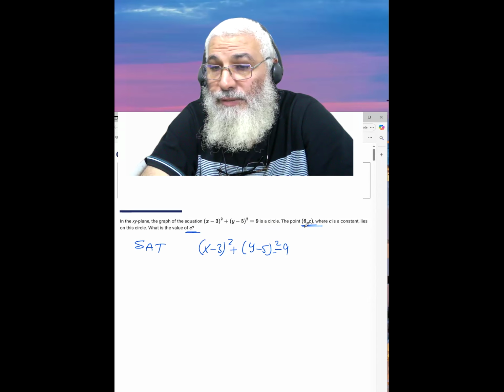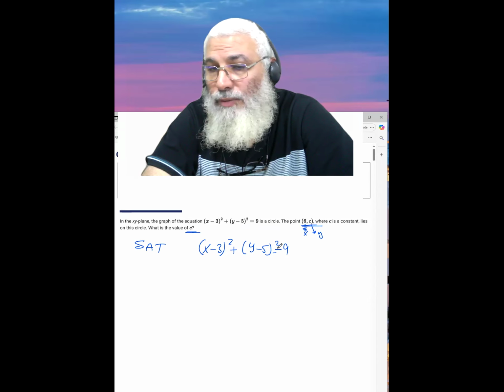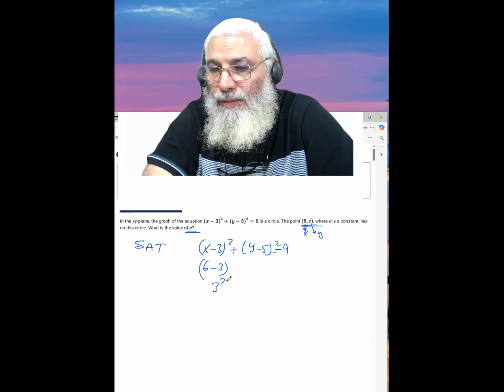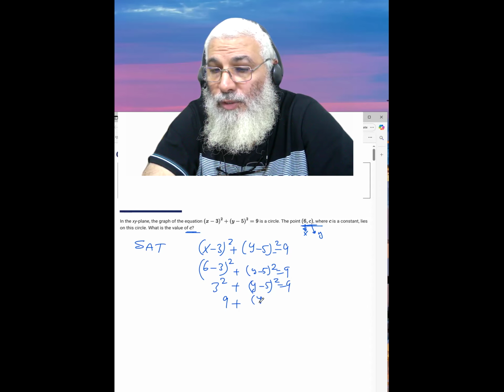So 6 is x and c is y, so we need to find y. x is 6, and 6 minus 3 is 3. 3 squared plus (y - 5)² equals 9, so 9 plus (y - 5)² equals 9. So (y - 5)² equals 9.